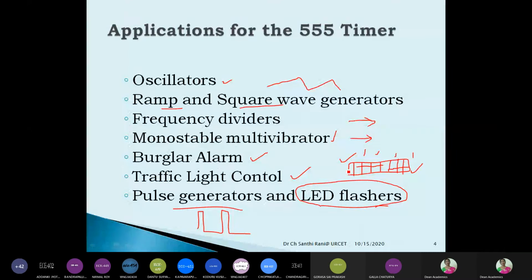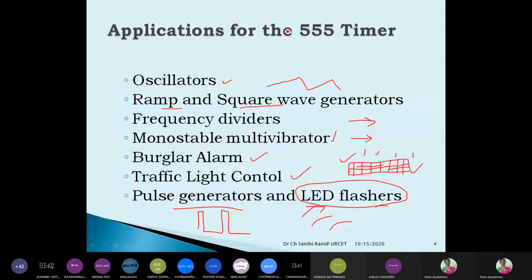They are the ones who are manufacturing all the displays. Okay. So now, if you see these LED flashes, if you see some displays in front of some showrooms, they will be on for some time. LED, it will be off for some more time. Otherwise one color will be in on condition, and after that another color will be in on condition. So how is it possible?